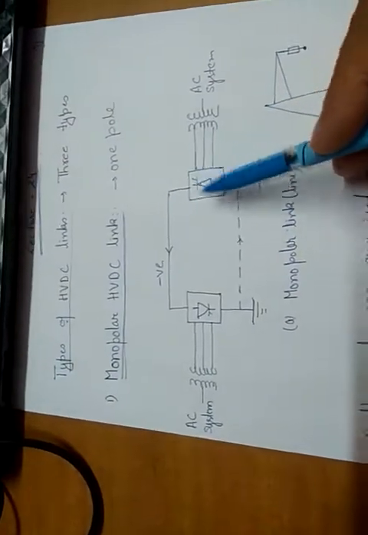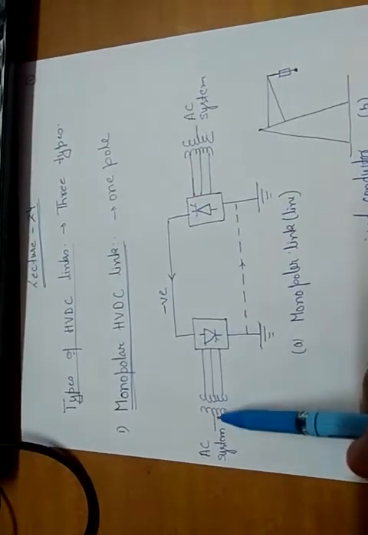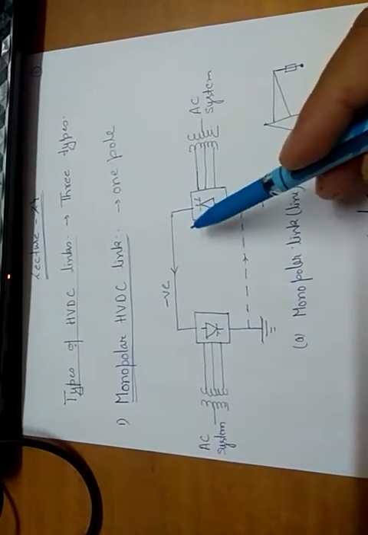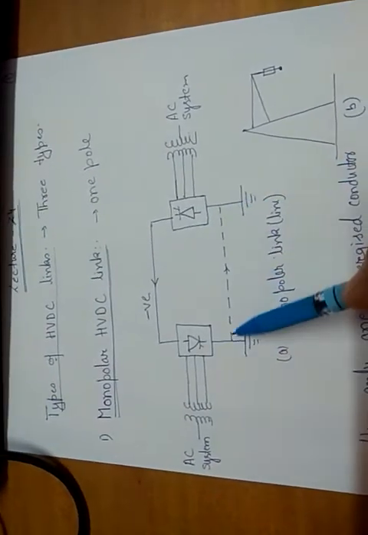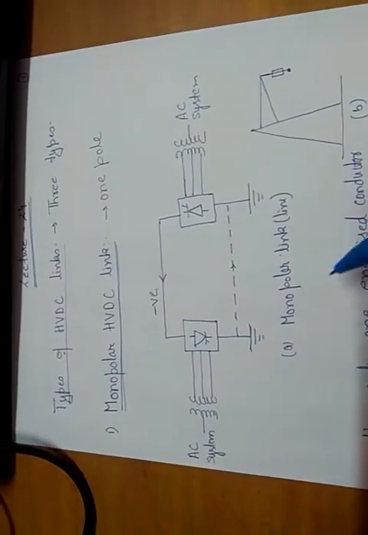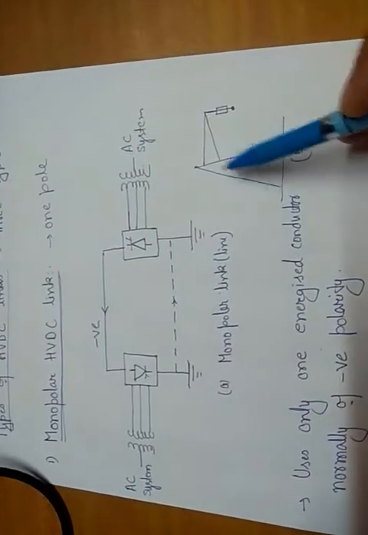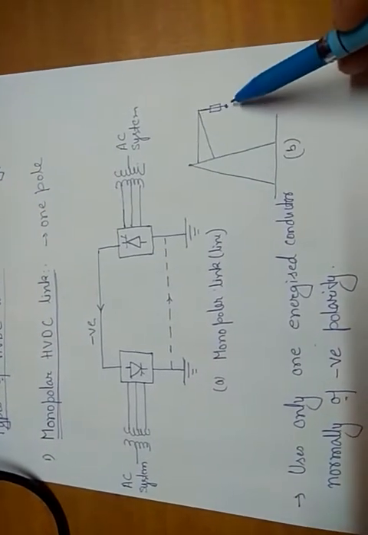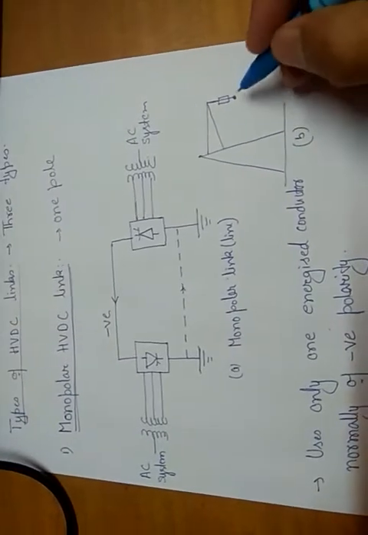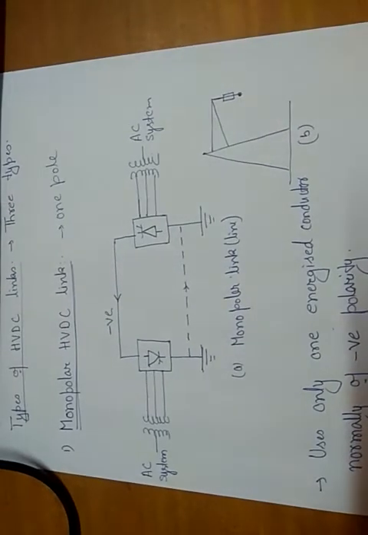This is the diagram I am showing here. Suppose I have two converters at two stations, and both the converters are connected to AC systems. We are using only one conductor for power transfer, and the return is through the ground or the earth. This is called a monopolar link or monopolar line. The tower structure is shown here. We have a tower with a single cross arm, where we have only one conductor. This is the point where the conductor is fixed to the tower. This circle represents the conductor cross section.